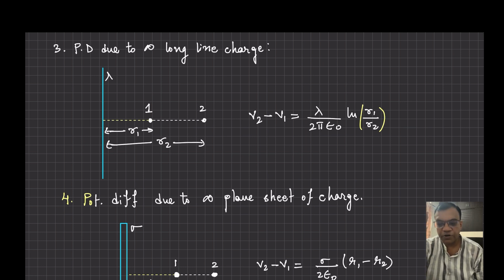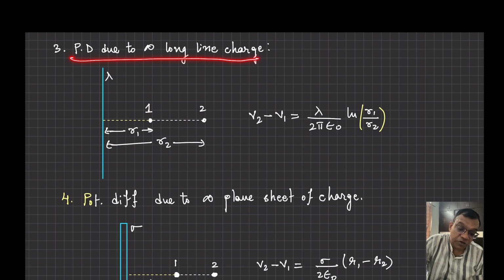Now, the very important point you must remember: due to an infinite charge distribution, we cannot define the potential, because at infinity we have taken the potential to be zero as a reference point. So due to infinity, at another infinity, this type of thing is not going to work. So potential due to infinite charge objects is not defined. But for these objects, we define the potential difference.